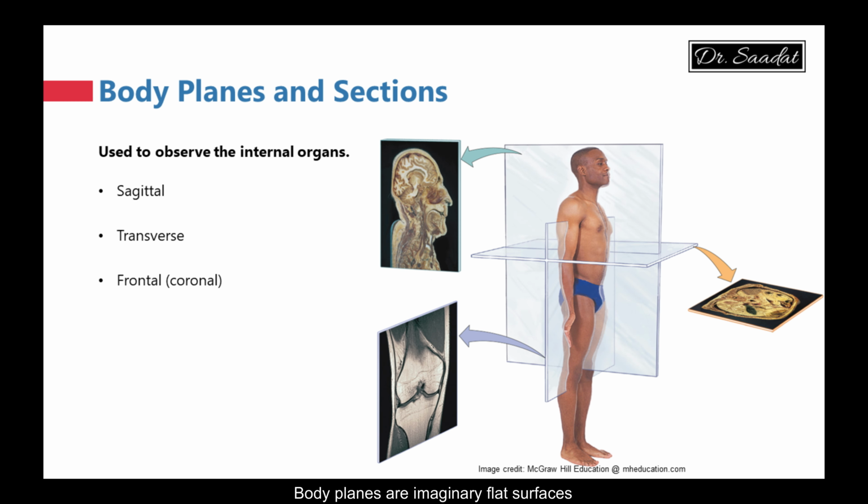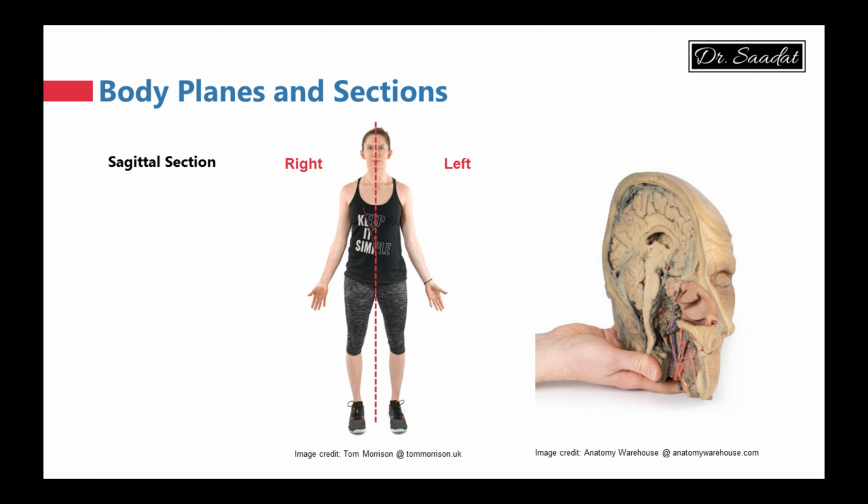Body planes are imaginary flat surfaces used to anatomically divide the human body into distinct sections for descriptive or diagnostic purposes. There are three primary planes. 1. Sagittal plane. This plane divides the body into left and right portions, running parallel to the midline. If the plane passes directly through the midline, it's termed the median or mid-sagittal plane. If it's off-center, it's referred to as a parasagittal plane.